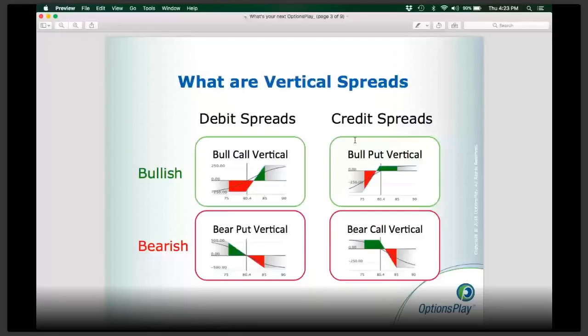It's really simple. We break them down into bullish and bearish vertical spreads, and there's a difference between debit versus credit spreads. I'm going to start with the debit spread. So if you're bullish, you can trade a bull call vertical. This is the debit spread that you can use to take a bullish view on an underlying stock or ETF. If you're bearish, you would trade a bear put vertical. And then I'll talk a little bit in the next slide as to how you actually create these.